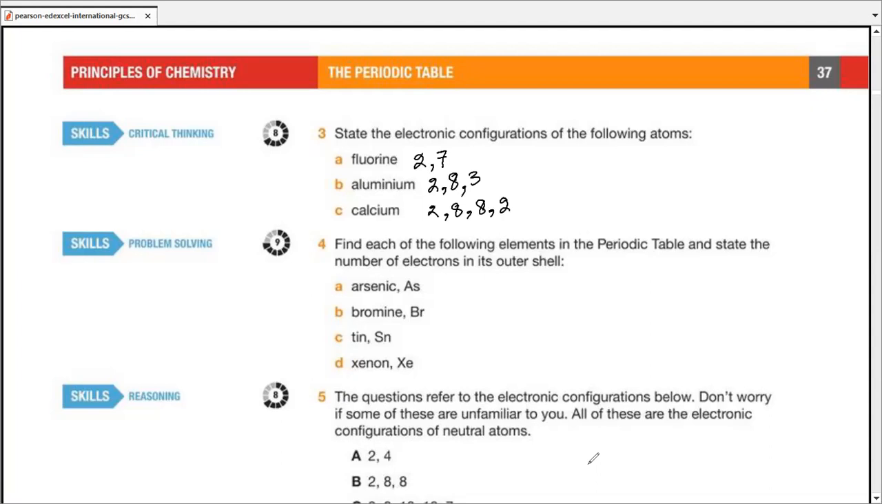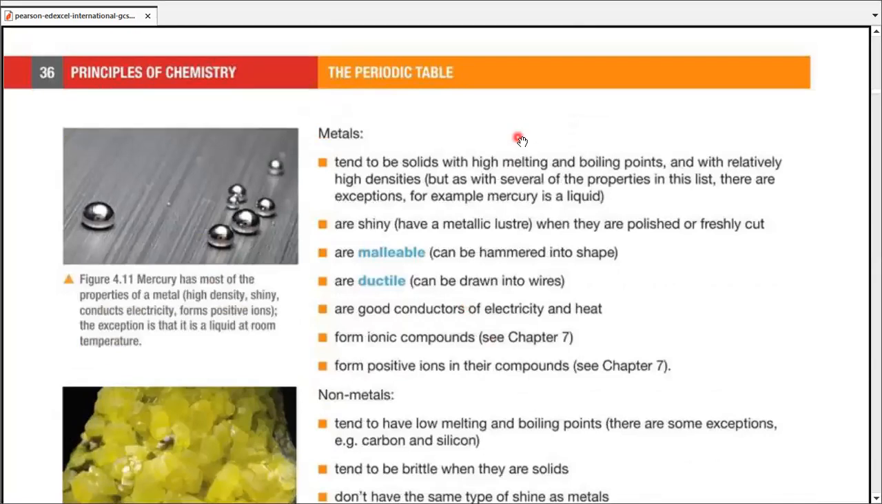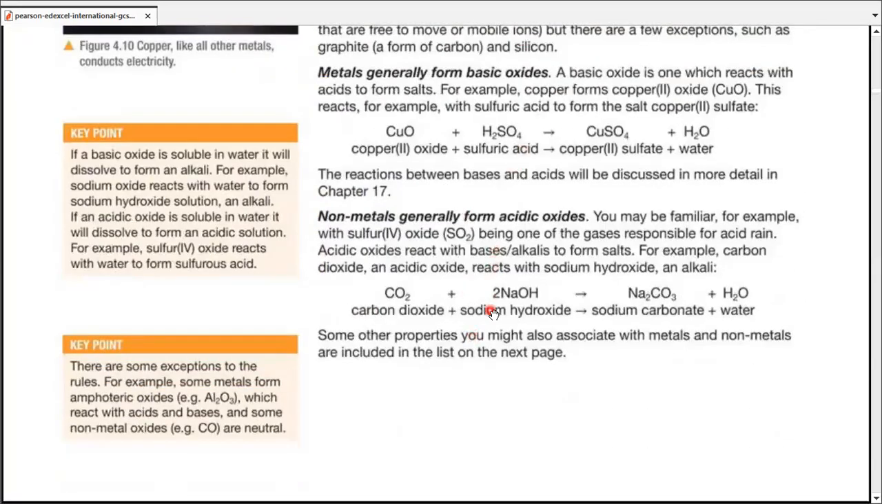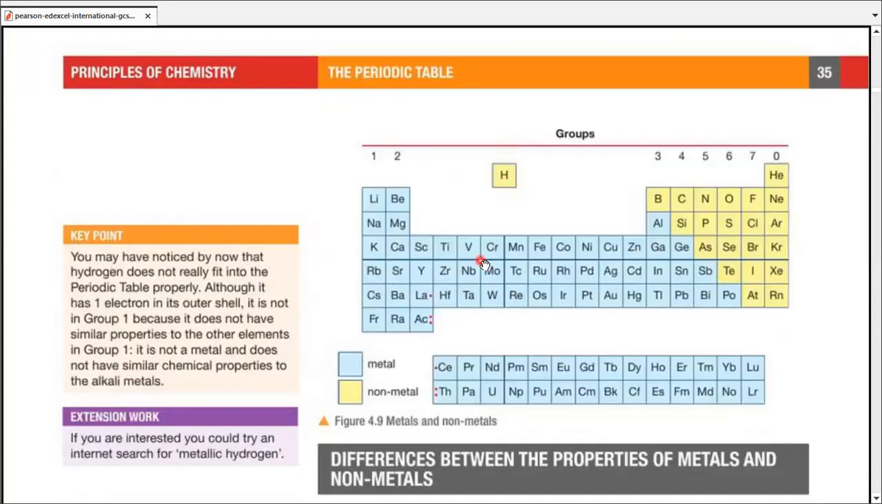Okay, can you solve the first one then? I'll just know. Okay, it's arsenic and the symbol is As. So what I'm going to do is jump right back to the page where we had the periodic table. Yeah, this is the periodic table.